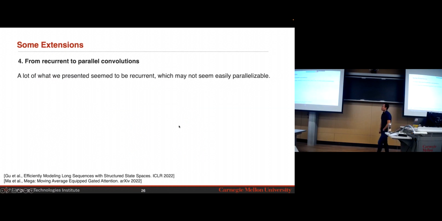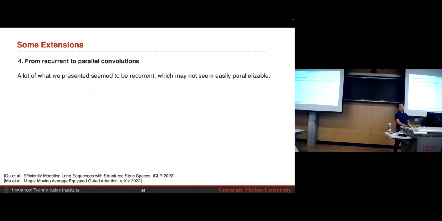Another interesting thing is that everything that we've seen seems to be recurrent. Right? In order to compute these memory mechanisms, you have to take the current input and store the previous input, and then you have to recurse at the next time step and so on. And this may not seem easily parallelizable. And that's a big reason why, when transformers came out, which are based on convolutions and not recurrences, people ditched LSTMs and typically started using transformers.